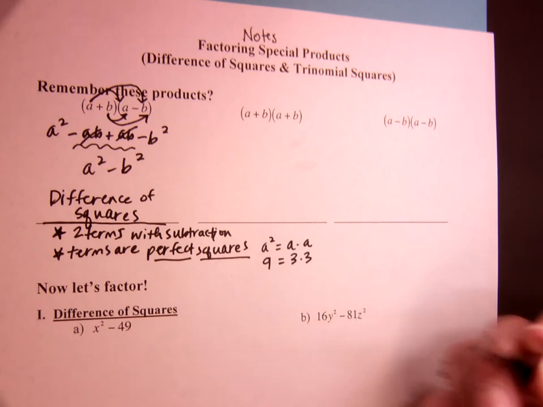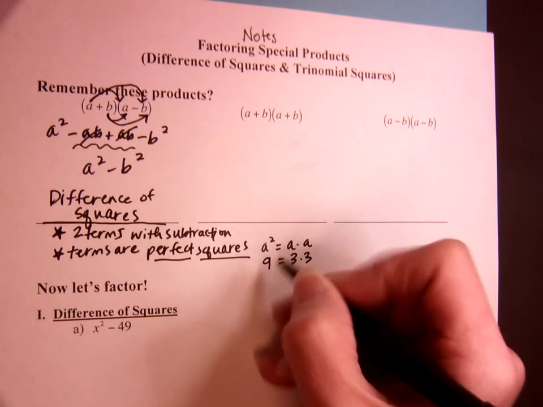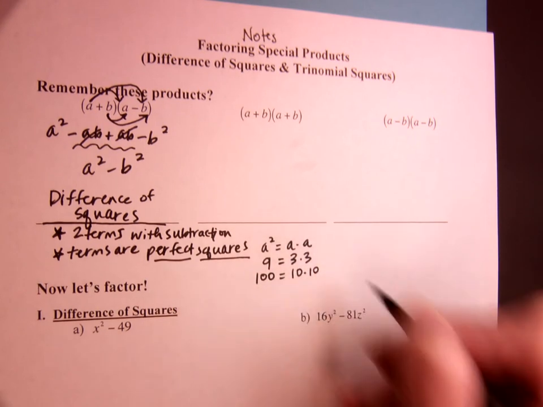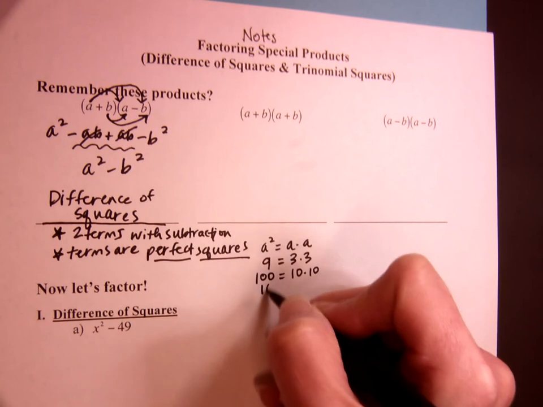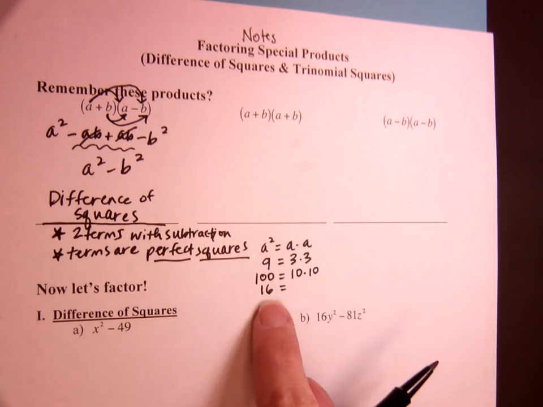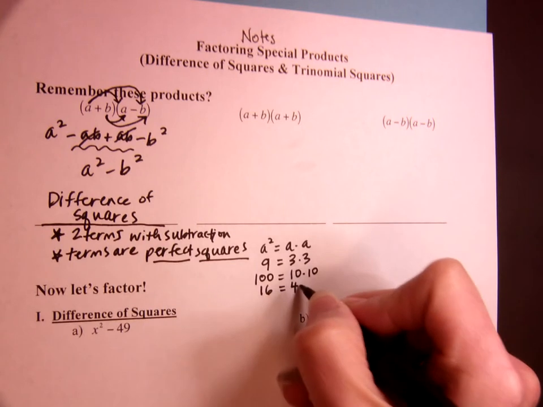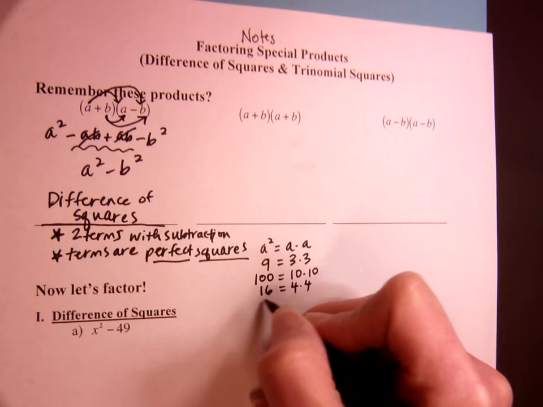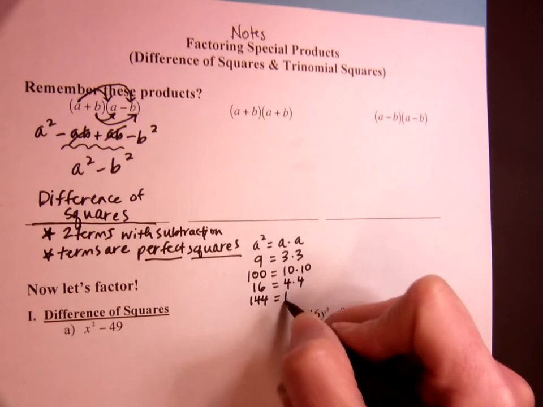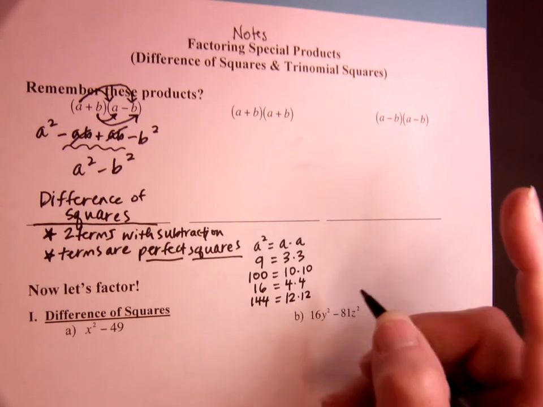So you tell me one. 100, because 10 times 10 makes it perfect. Okay, I heard 16 first, and then we'll do 144. What makes 16 perfect? 4 times 4. I also heard 144. What makes 144 perfect? 12 times 12.